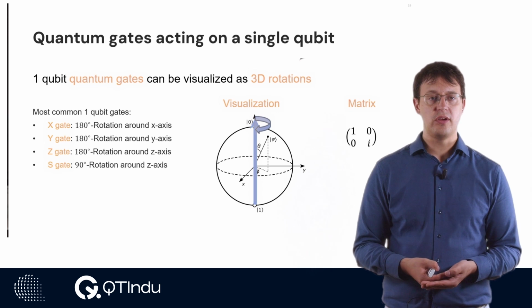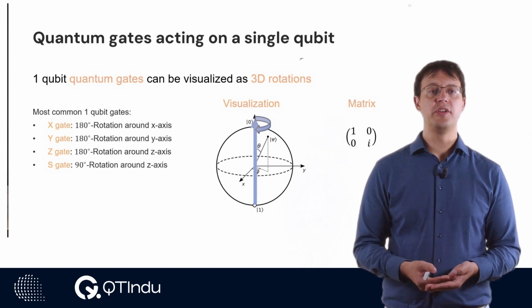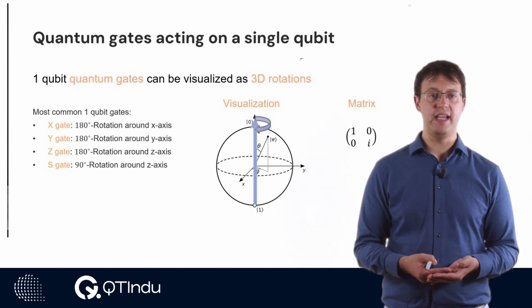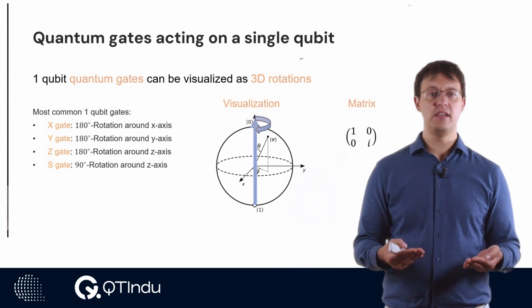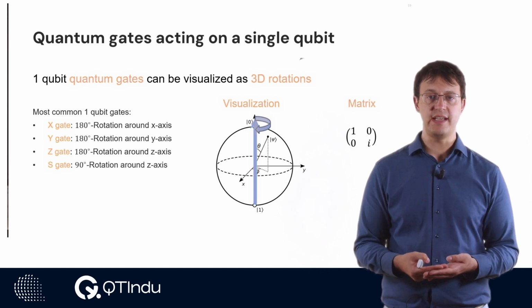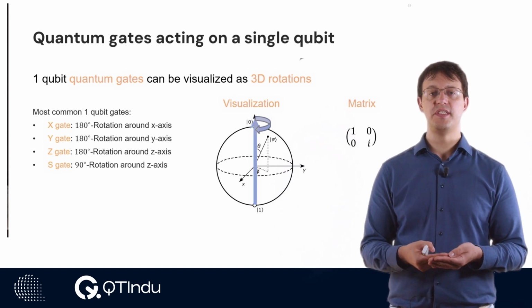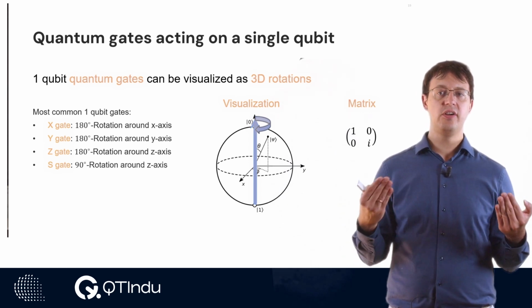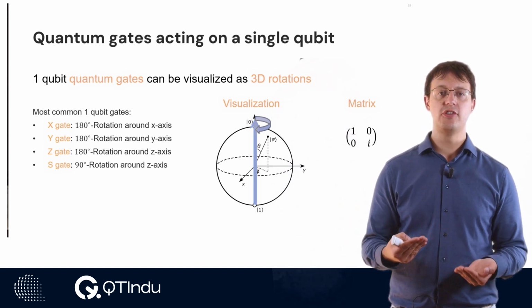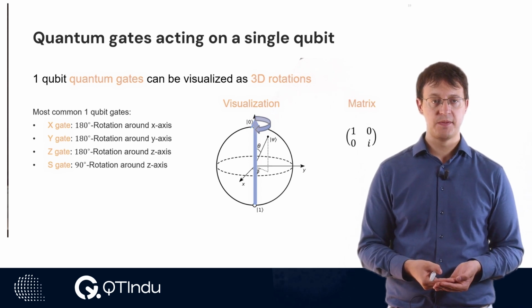Secondly, there are further important gates. One is the S gate. The S gate is a 90-degree rotation around the Z axis and is given by the matrix 1, 0, 0, i. And here comes in the complex nature of quantum bits.